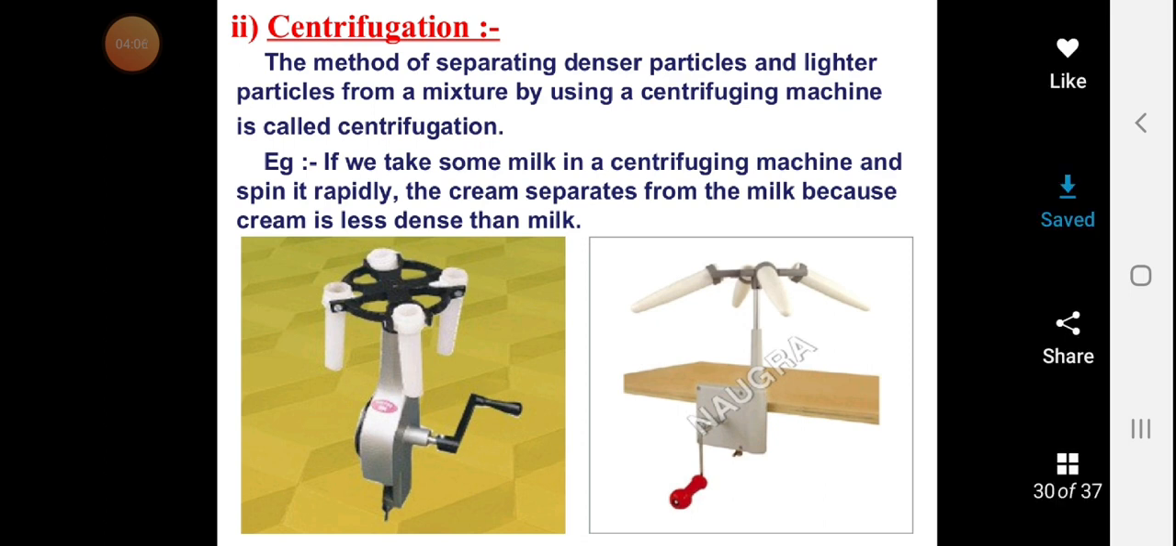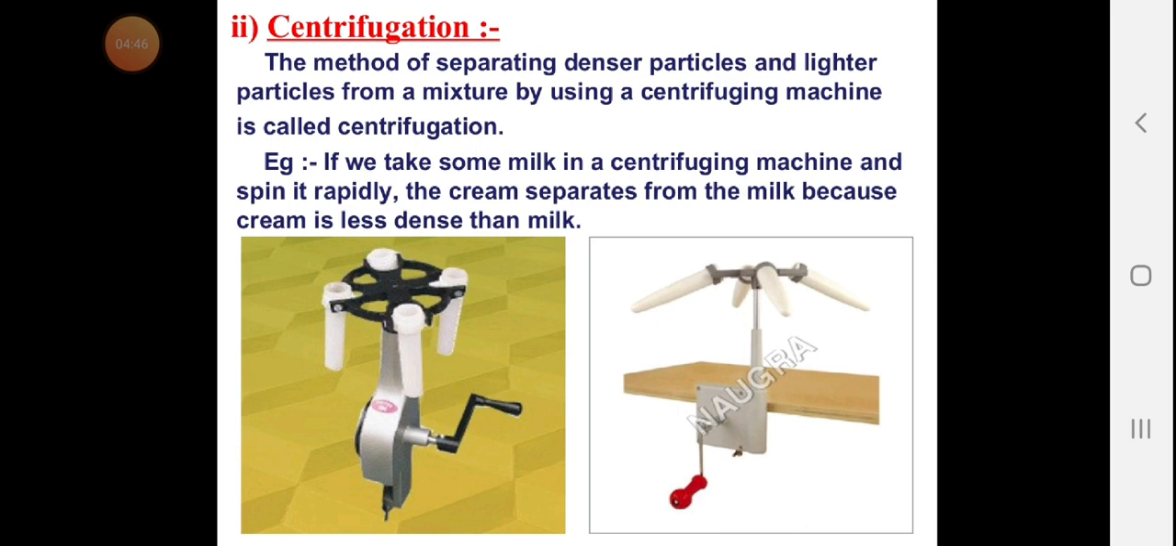So what basically they do is, the liquid part will remain as it is, and the solute part will settle down using centrifugation. Now simple centrifugation you have even seen at your place. When you use a blender to make makhan out of malai, or when you churn your buttermilk, all the butter comes up, and what remains down is the buttermilk. Now the method of separating denser particles and lighter particles from a mixture by using a centrifuging machine is known as centrifugation.